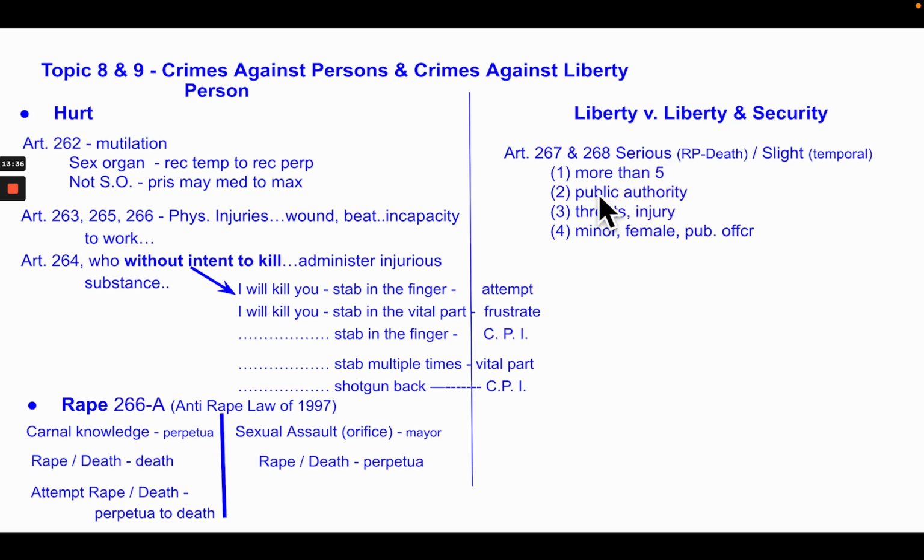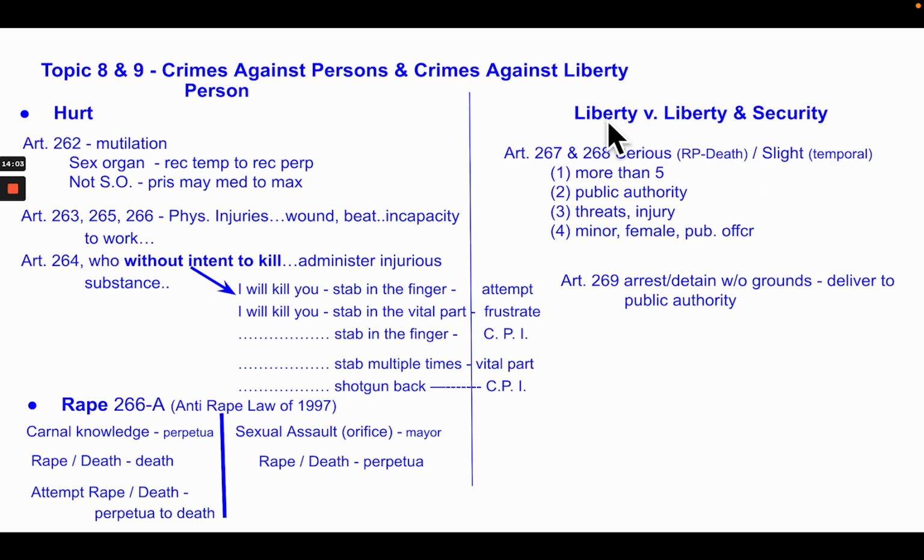If the victim is a public authority, and if you detain and there are threats or you injure that person on the occasion of the detention, that will be serious illegal detention. Or if the victim is a minor, a female, or a public officer, that will be serious illegal detention. Take note of the proper penalties. All right. Reclusion perpetua to death. This one is reclusion temporal.